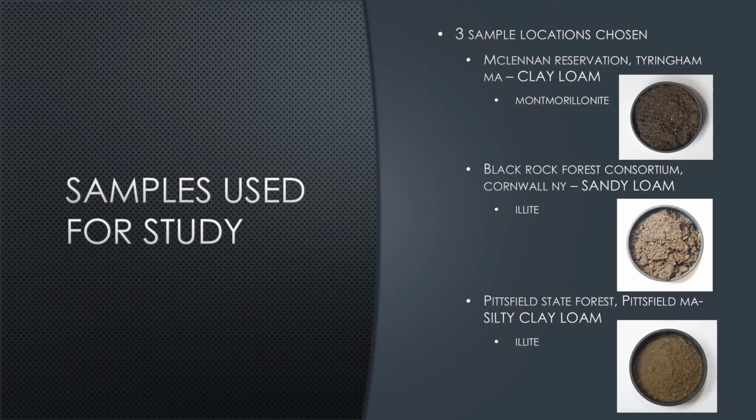So samples ML came from the McLennan Reserve and are classified as a clay loam with a dominant mineral being montmorillonite. The BR samples are from the Black Rock Consortium, classified as sandy loam with dominant being illite, and the PF samples come from the Pittsfield State Forest and are classified as silty clay loam with illite.